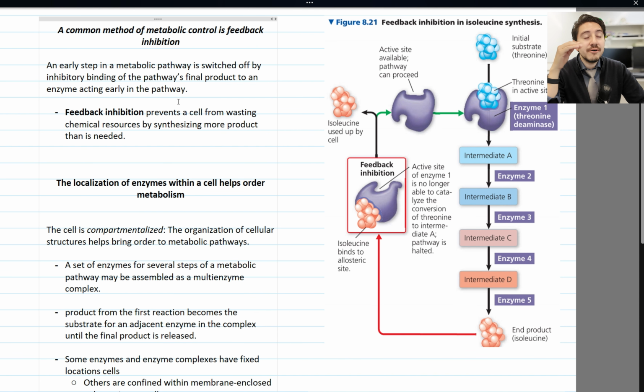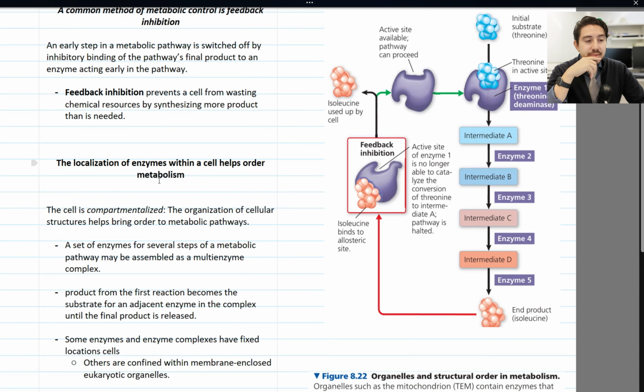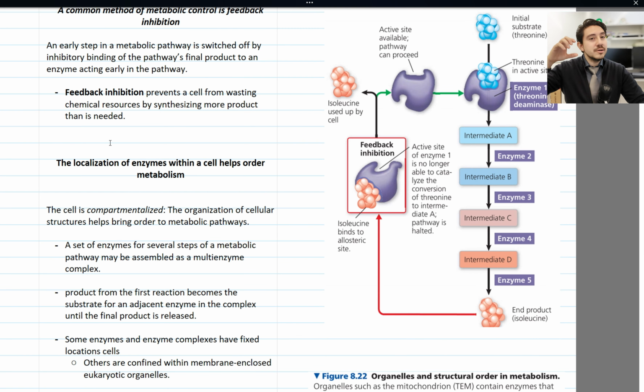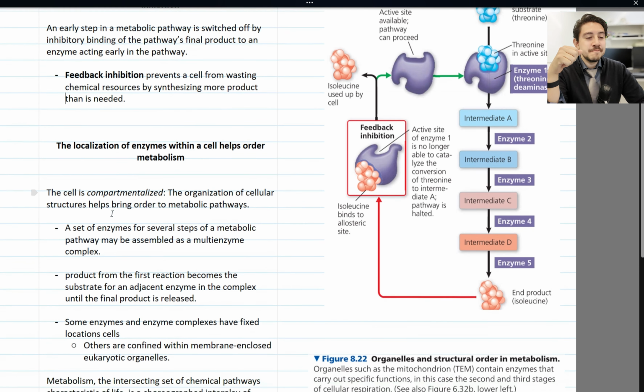The final product of a metabolic pathway can come in and be used as an inhibitor for that same enzyme if you have enough of that final product. This is referred to as feedback inhibition. It prevents a cell from wasting chemical resources by synthesizing more product than is needed. Whenever you have enough of that product, it can be used to stop its own production. So it's quite interesting in that sense.